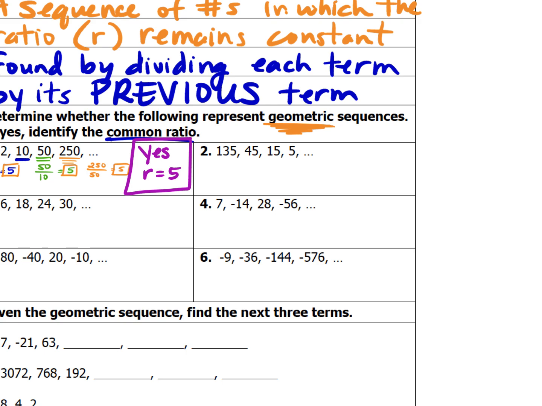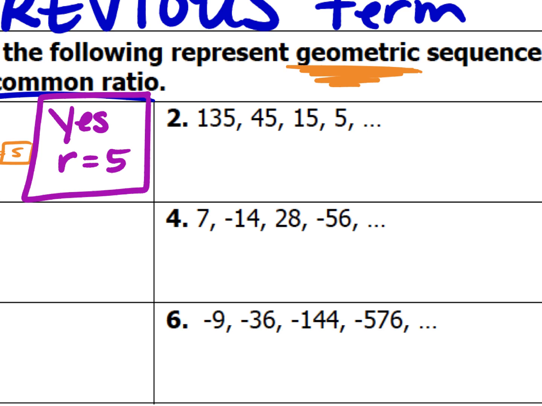So here's what you have to do. You take a term and you divide by what? The previous term, the term in front of it. 135. Okay, get your calculator out.